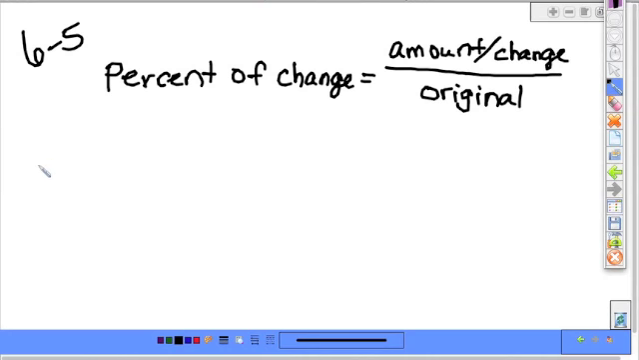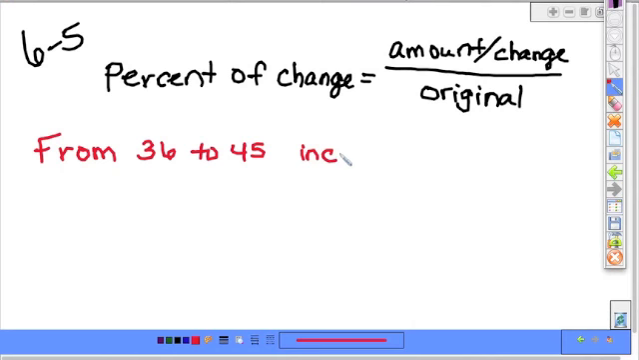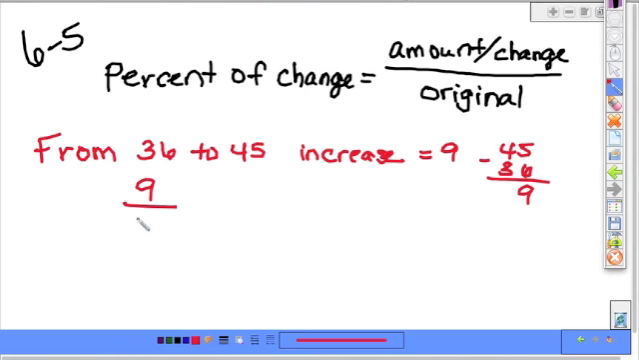So let's look at this example. Let's say we had the example where it asked us, what is the amount of change from 36 to 45? Well, you can obviously see that going from 36 to 45, that's an increase. So we're looking at the increase of change, okay? And that is an increase of 9. How I got 9 is 45 take away 36 gives me 9. It's a 9 difference change, okay? So we're going to put 9 over our original amount, which was 36.